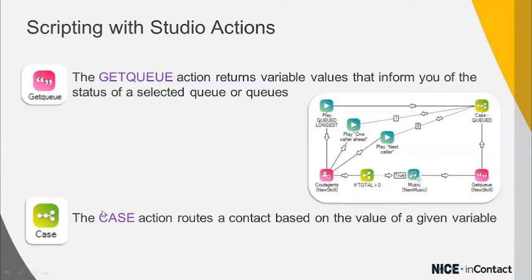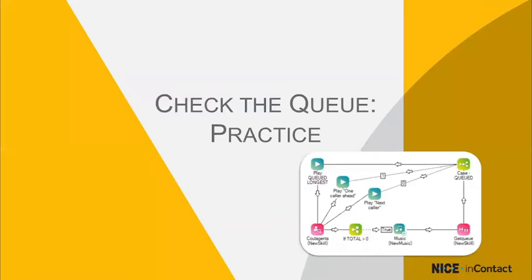And Studio also gives us an option for the case action. The case action routes a contact based on the value of the given variable. So case basically tells you there are three people ahead of me, so it is going to return the number of values to Studio, to the contact center in the backend. So it tells the agent that there are three people ahead of you, so the third number is his number, and the agent will contact him.